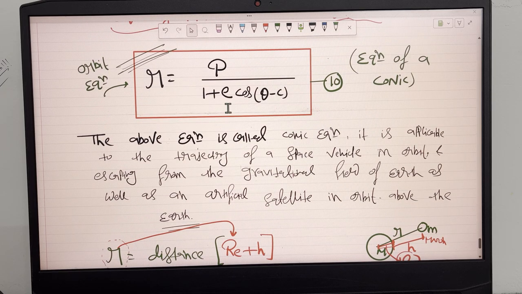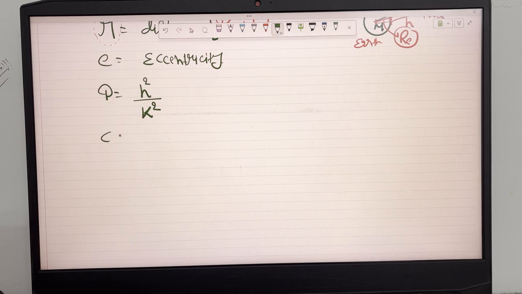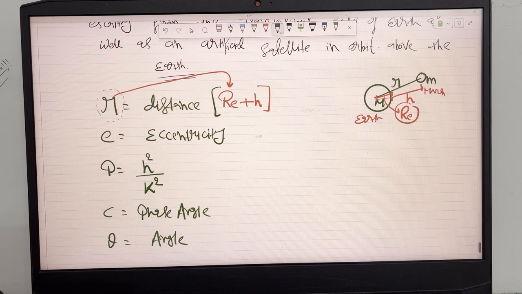r, p, e, theta is the angle, c is your phase angle, not path angle. Then theta is your angle. Now let me tell you one or two very important things. What is this k?